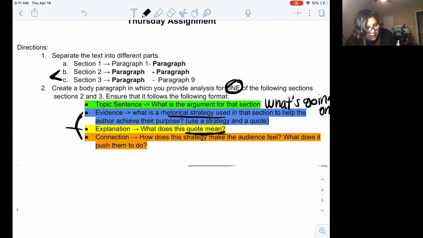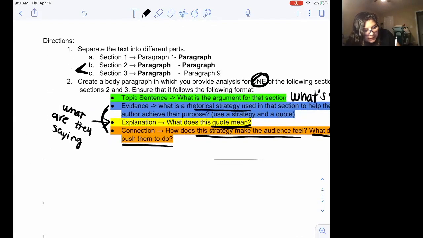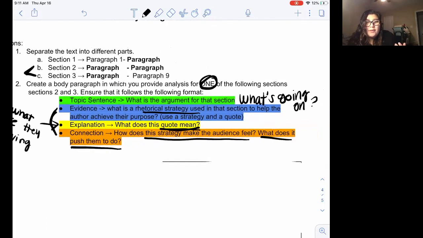This one you have not done. So you're gonna have to tell me what they are saying. Right? Maybe they're saying that the house is blue, but they're talking about how sad everyone inside the house is. You're telling me what it means. Once you've done that part, then you tell me, how does it make the audience feel? What does it push them to do? If you notice, this is the exact same question that you answered on Tuesday. So you should already have these answers.